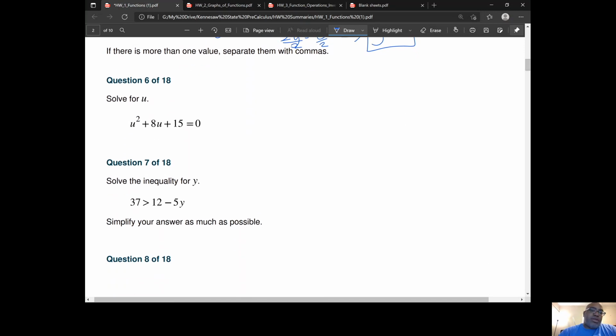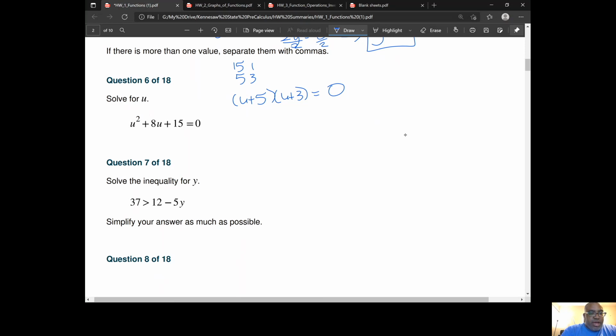All right, solve for u, another factoring thing. So we have all positive, so 15 and 1, 5 and 3. 5 and 3, obviously add to equal 8. So I end up with u plus 5, u plus 3 equals 0.